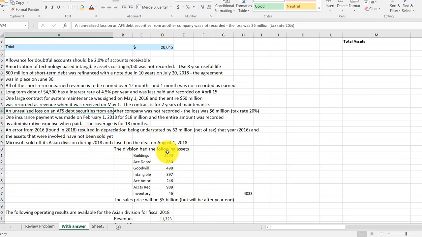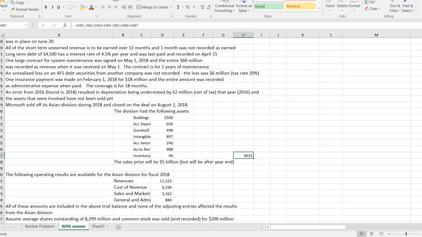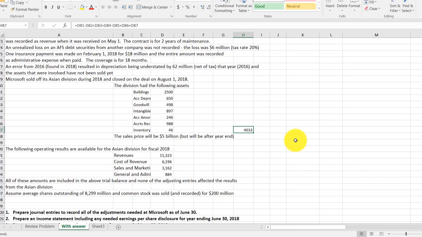We know it's going to happen, so we're going to separate all the assets out, and we're going to credit each of these assets, except for the accumulated depreciation and amortization, which we're going to debit because those are contra accounts, and the total of that is going to be $4,033,000. That's going to go in on the trial balance or the balance sheet as assets held for sale. That's a current asset because it's going to be gotten rid of before next year.